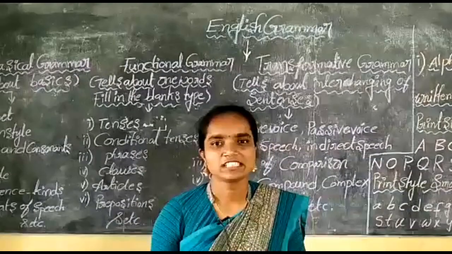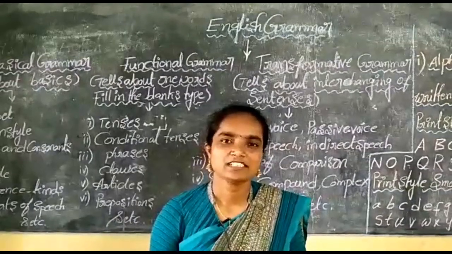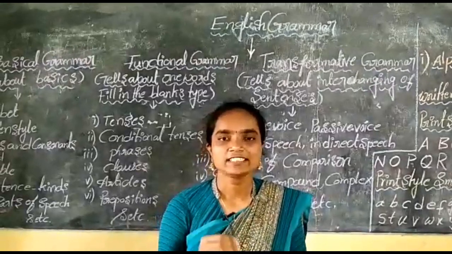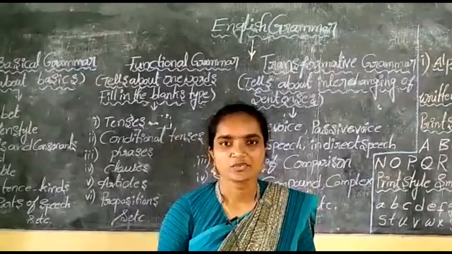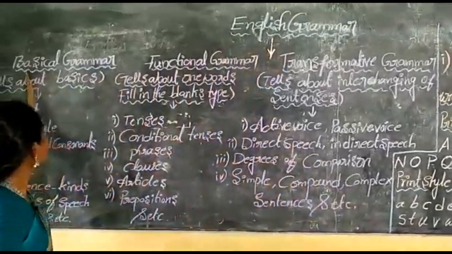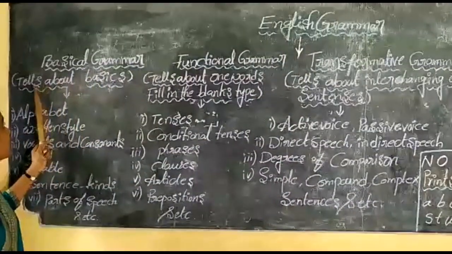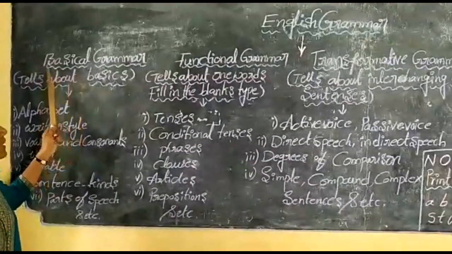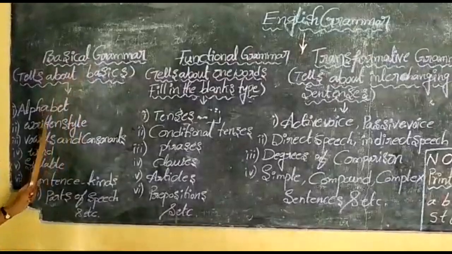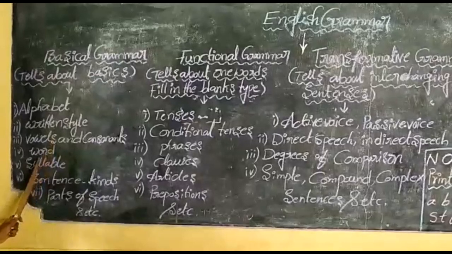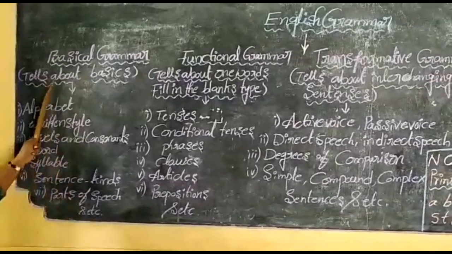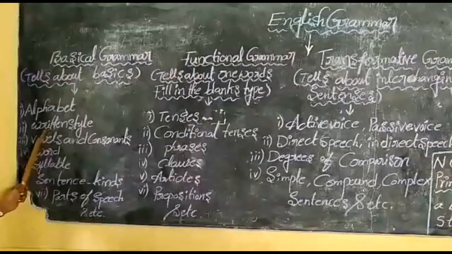Today we are going to learn English grammar. What is English grammar? English grammar is mainly divided into three parts, and these three parts are further divided into different parts, as I show you. First one is basic grammar. Basic grammar tells about basics. This mainly covers alphabet, written style, vowels and consonants, word, syllable, sentence and kinds, parts of speech, etc.